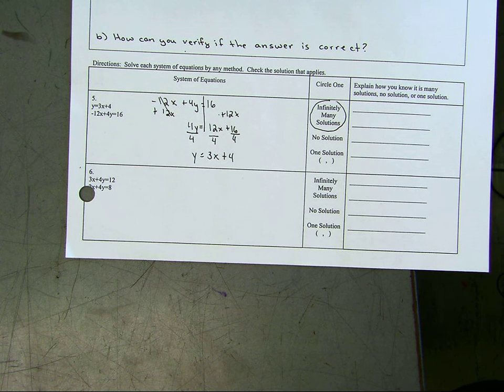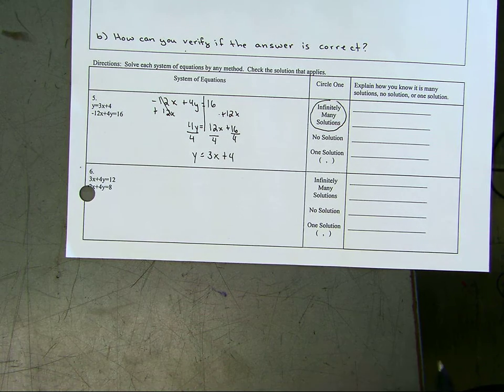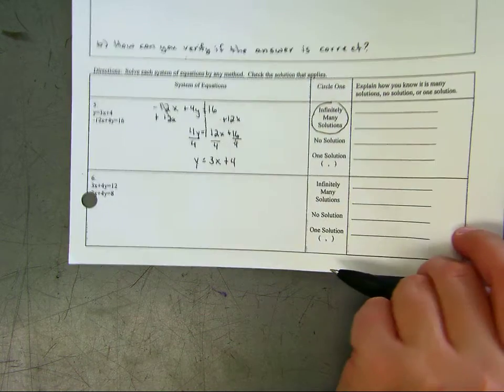Number 6 I'm going to skip because the coefficient is cut off and I'm not sure what number it was, so hopefully you skipped it as well.